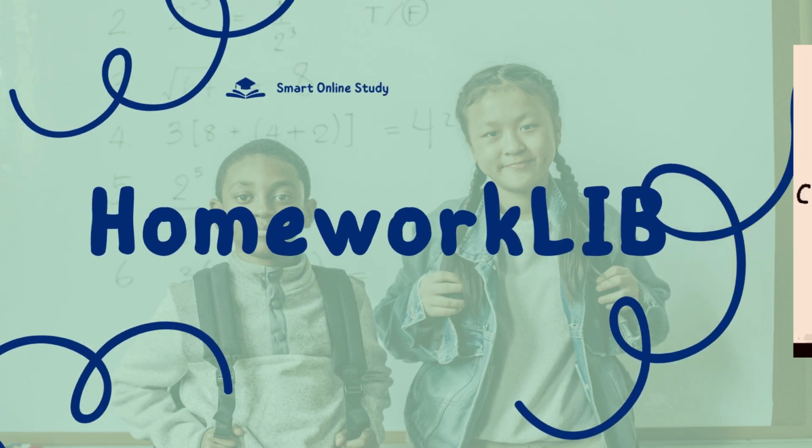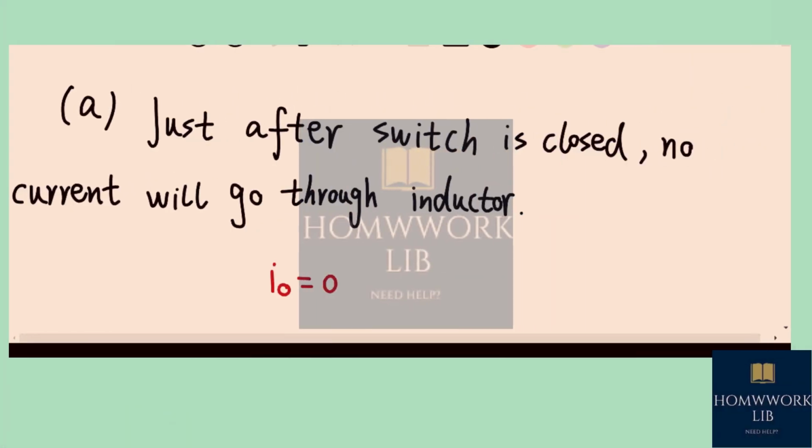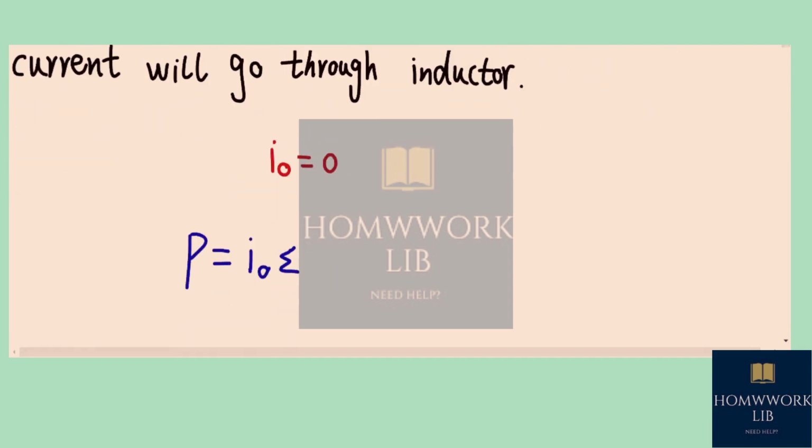Welcome to Homework Lib. For part A, just after the switch is closed, no current will go through the inductor, which means that the initial current is equal to 0. So the power supplied by the battery, which is P equal to I0 times EMF here, should be equal to 0 watts, since we know I0 is equal to 0, and 0 multiplied by anything is equal to 0.